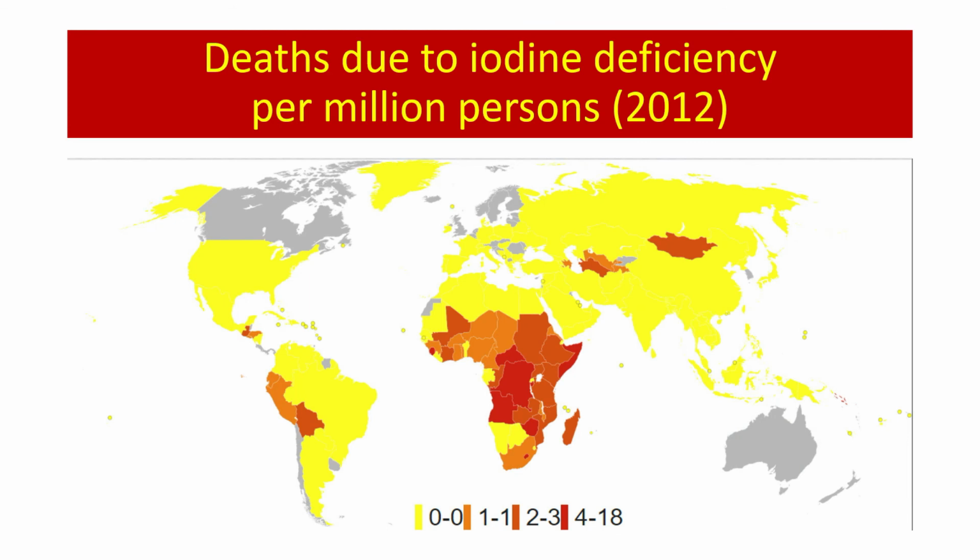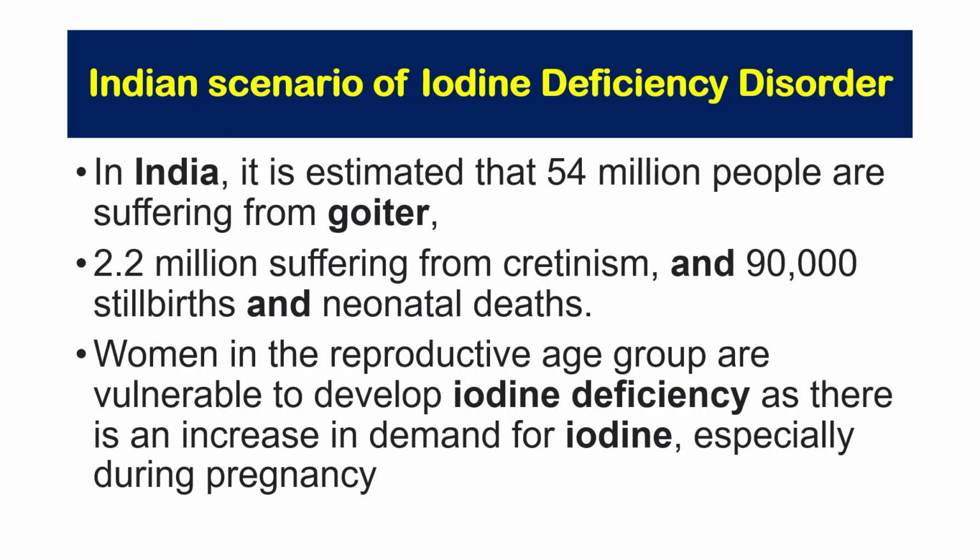As per 2012 figures, deaths have been reported due to iodine deficiency, and we can see the majority of deaths have been reported from African countries, and the spectrum could be because of intrauterine deaths, neonatal deaths, and problems with growth and development that lead to early death after birth.